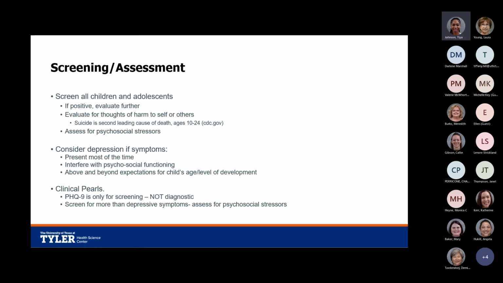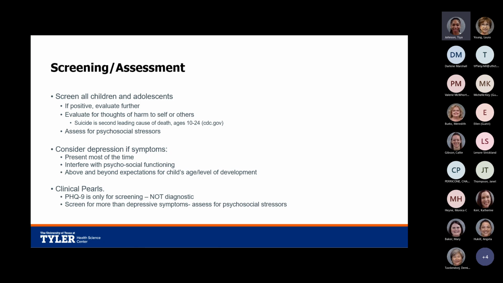So when it comes to screening and assessment, we need to make sure that all children and adolescents are screened for depressive symptoms. And if the screen is positive, then we need to thoroughly evaluate further. We must evaluate for the presence of thoughts of self-harm to self or others, because suicide is now the second leading cause of death among those ages 10 to 34, according to the CDC website. I know the slide says 24, but it's all the way to 34.